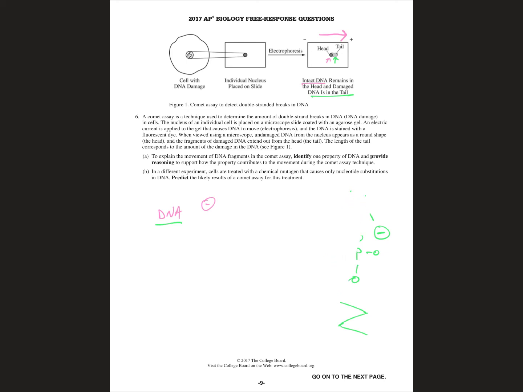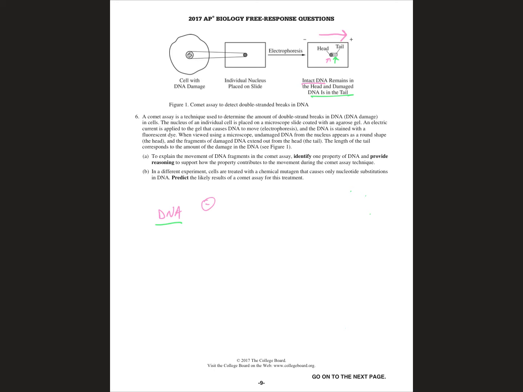All right. The nucleus of an individual cell is placed on a microscope slide coated with an agarose gel. The electric current is applied to the gel and causes DNA to move, electrophoresis. The DNA is stained with a fluorescent dye. When viewed using a microscope, undamaged DNA from the nucleus appears to be round in shape, the head, and the fragments of DNA extend out from the head, the tail. The length of the tail corresponds to the amount of damage in the DNA. Okay. Explain the movement of DNA fragments in the comet assay.